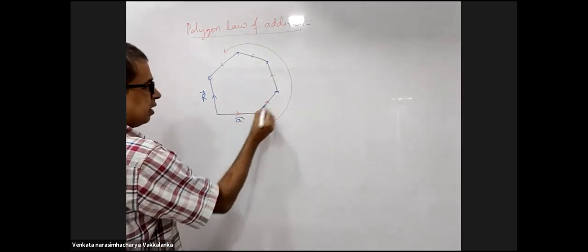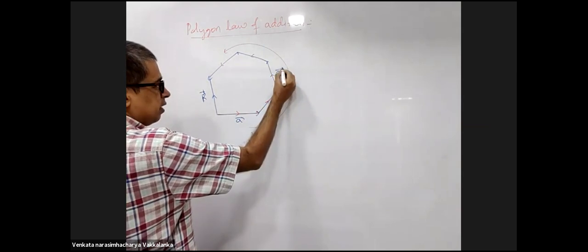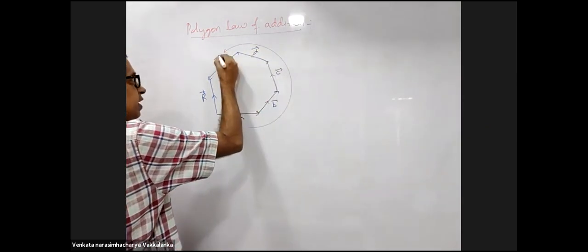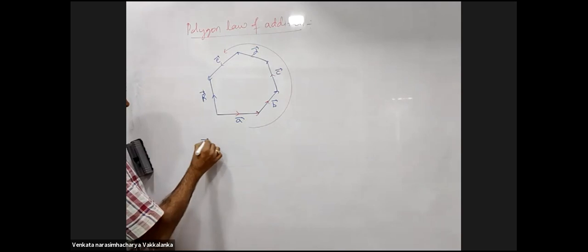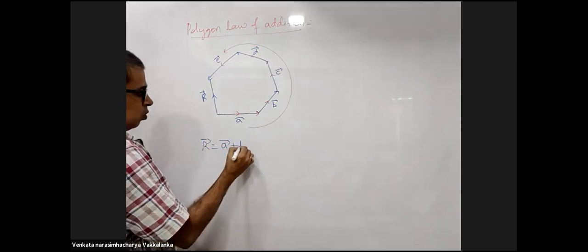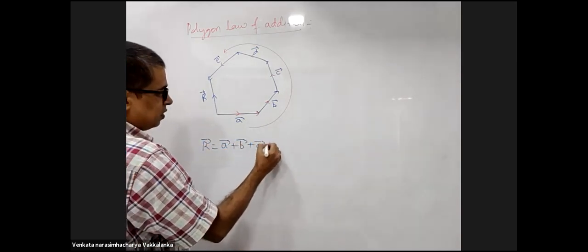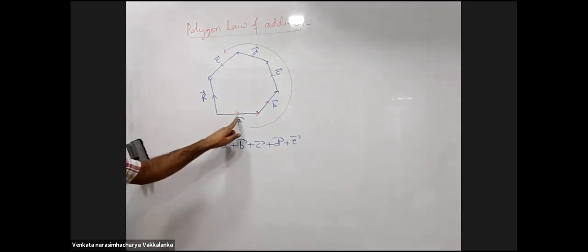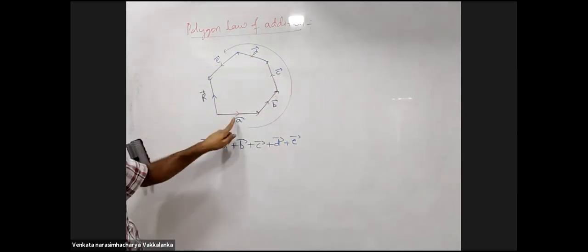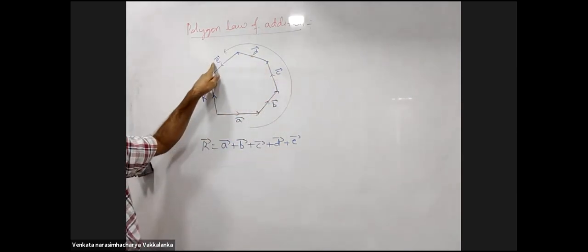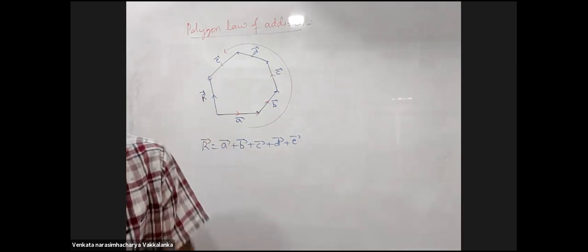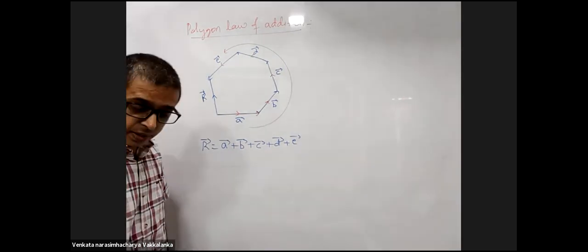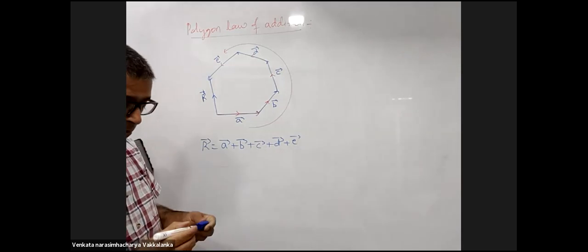Right? Call this vector A, call this vector B, C, D, E. You are claiming that R is equal to A plus B plus C plus D plus E. This is your claim: if n vectors are represented as n sides of a polygon taken in one order, the closing side of the polygon taken in the reverse order is the resultant. Prove it. This is the proof.